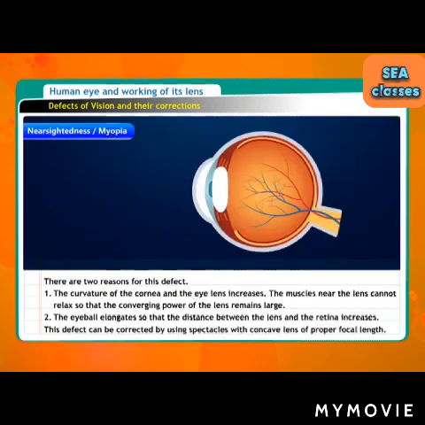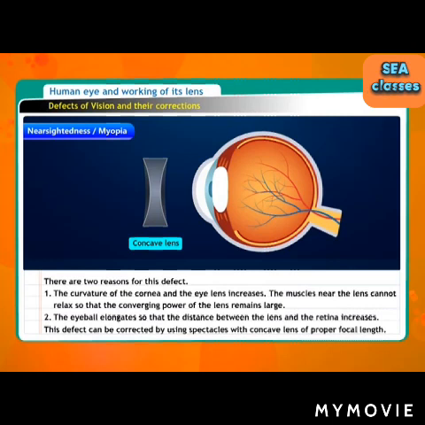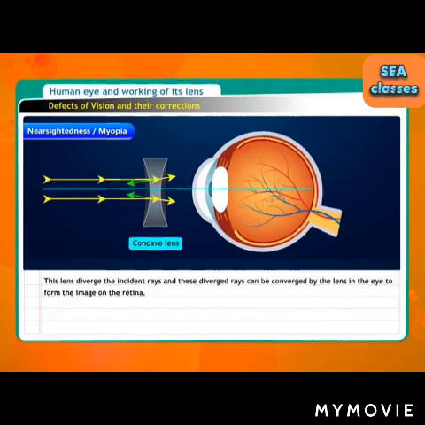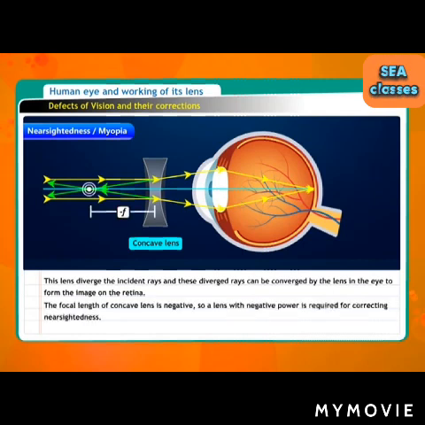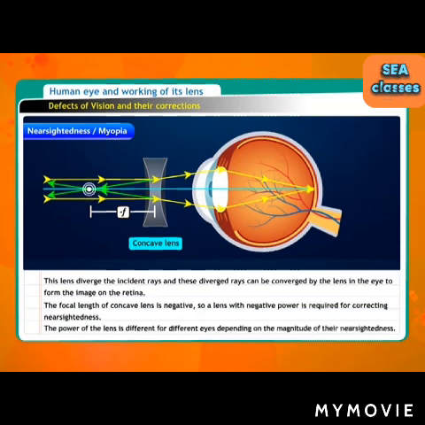This defect can be corrected by using spectacles with a concave lens of proper focal length. This lens diverges the incident rays, and these diverged rays can be converged by the lens in the eye to form the image on the retina. The focal length of a concave lens is negative, so a lens with negative power is required for correcting nearsightedness. The power of the lens is different for different eyes depending on the magnitude of their nearsightedness.